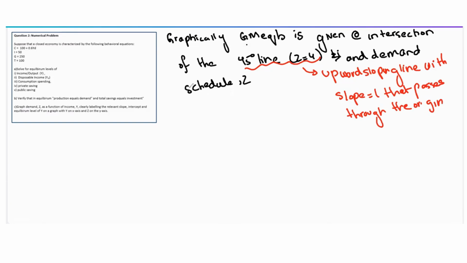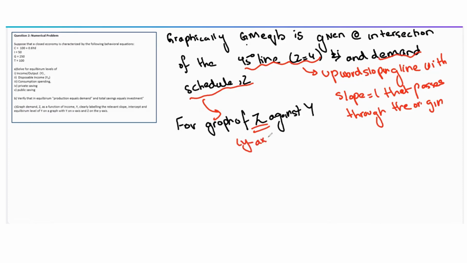Right, and now for the demand schedule, because these are the two elements of our graph. Now for graph of z against y. So we want to plot z against y. Now this is going to be our y-axis variable that we plot on a vertical axis, and this will be a horizontal axis variable that we plot on our x-axis.